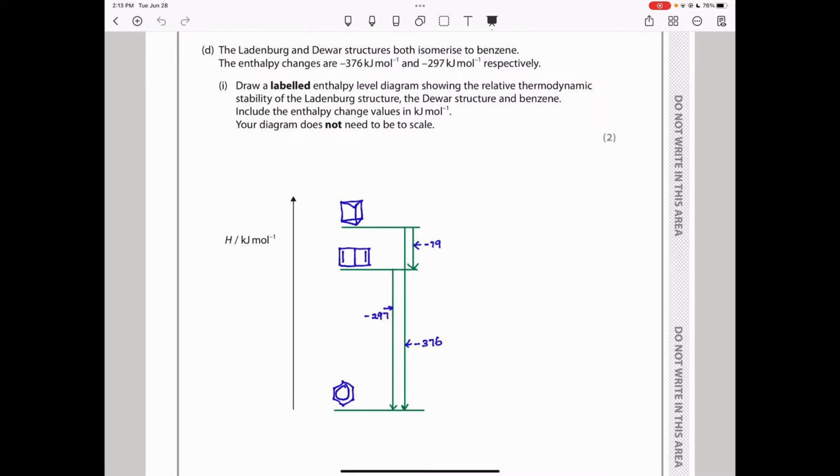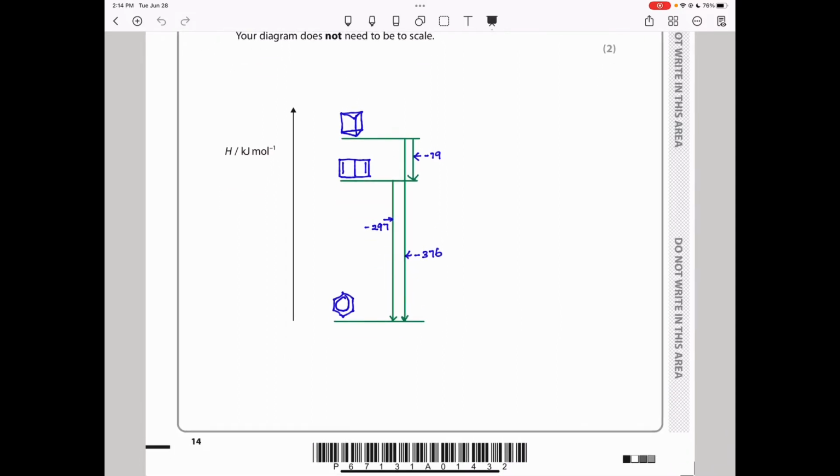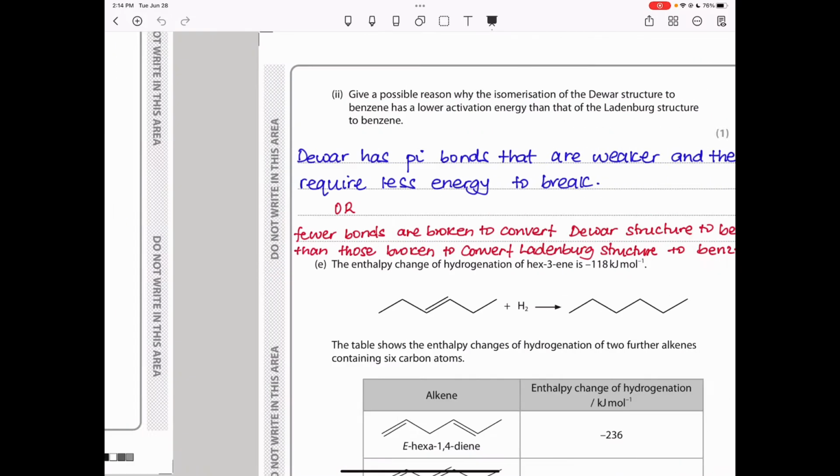And then we needed to find the enthalpy change required to convert the Ladenburg into the Dewar, and that is that. Remember, the question is asking here, include the enthalpy change values in kilojoules per mole. They want us to basically show everything. So here I showed to convert the Ladenburg into the Dewar, the difference between that and that is negative 79 kilojoules per mole. And that is how you would represent this part. So I will continue on.